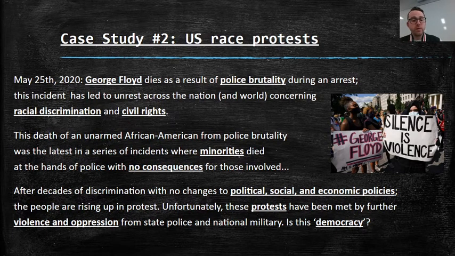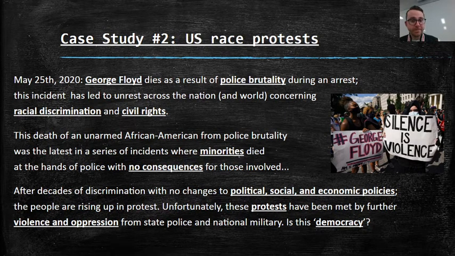After decades of discrimination with no change to political, social, and economic policies, all the things that are causing this brutality and discrimination against race, the people are rising up in protest. So the government hasn't done its job. They haven't helped the people, represented the people, protected the people, and therefore people are protesting. Still giving you a pretty good idea that, okay, they want change. What are we going to do about it? Nothing. Unfortunately, these protests have been met by further violence and oppression from state police and national military.